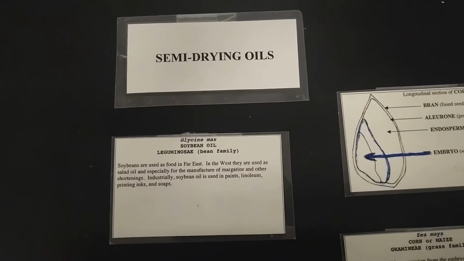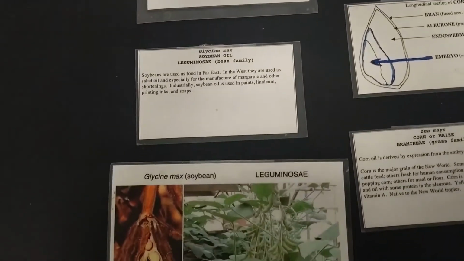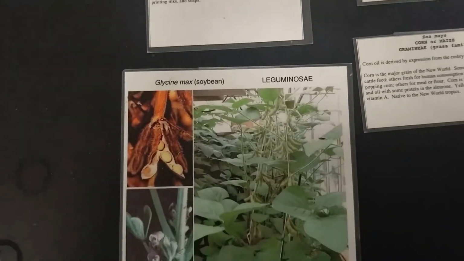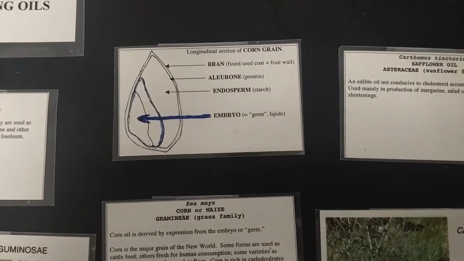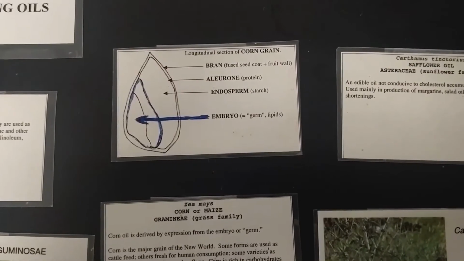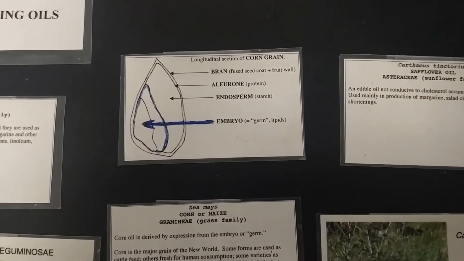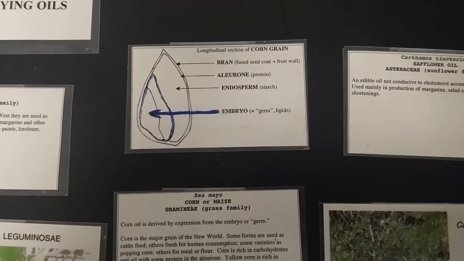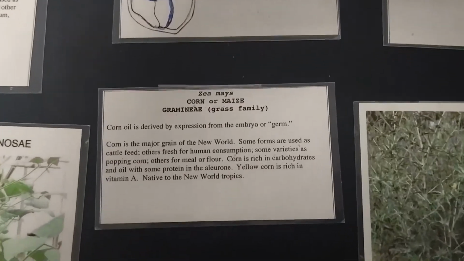Here we go over some semi-drying oils. First is soybean oil, which is very, very common, Glycine max. We also have a labeled corn grain that shows the embryo and that the lipids are located inside there. Earlier we saw a stained slide that showed those lipids.